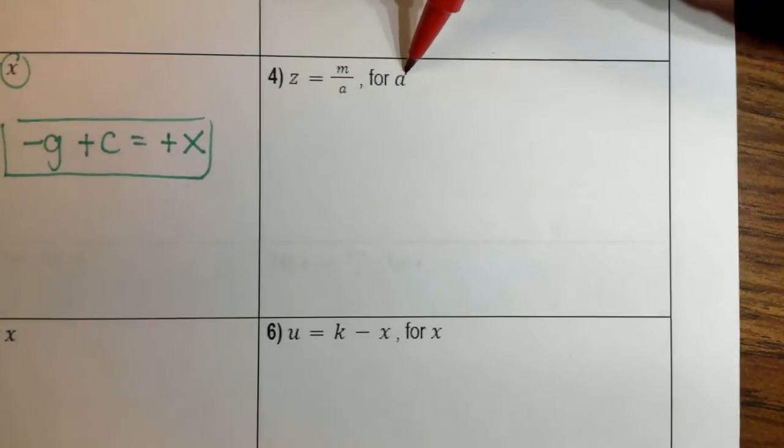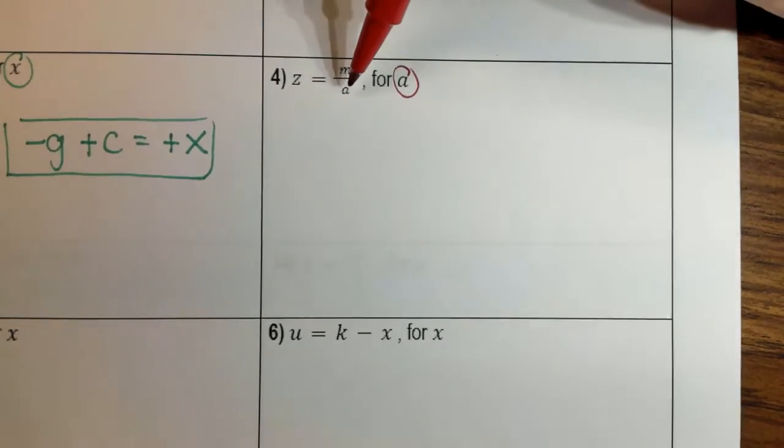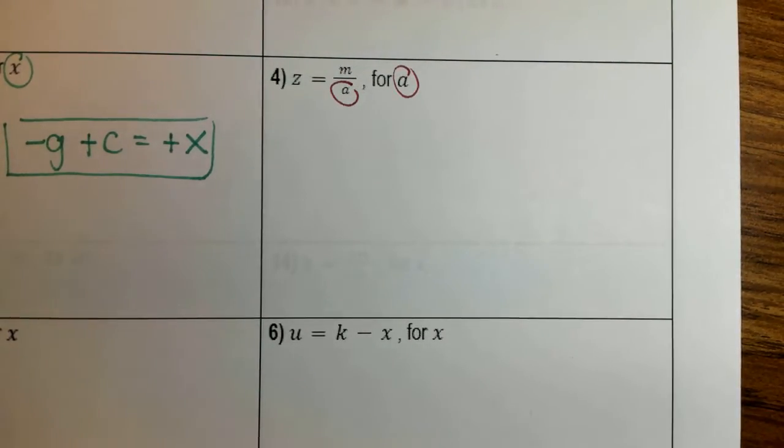Okay, on 4, I want to solve for a. And look, a is on the bottom of my fraction. Anytime you have your letter in the bottom of your fraction, there's 2 things you can do. I'll show you one way on this one. I'll show you the other way on 8, because 8 is the same or very similar to this one.